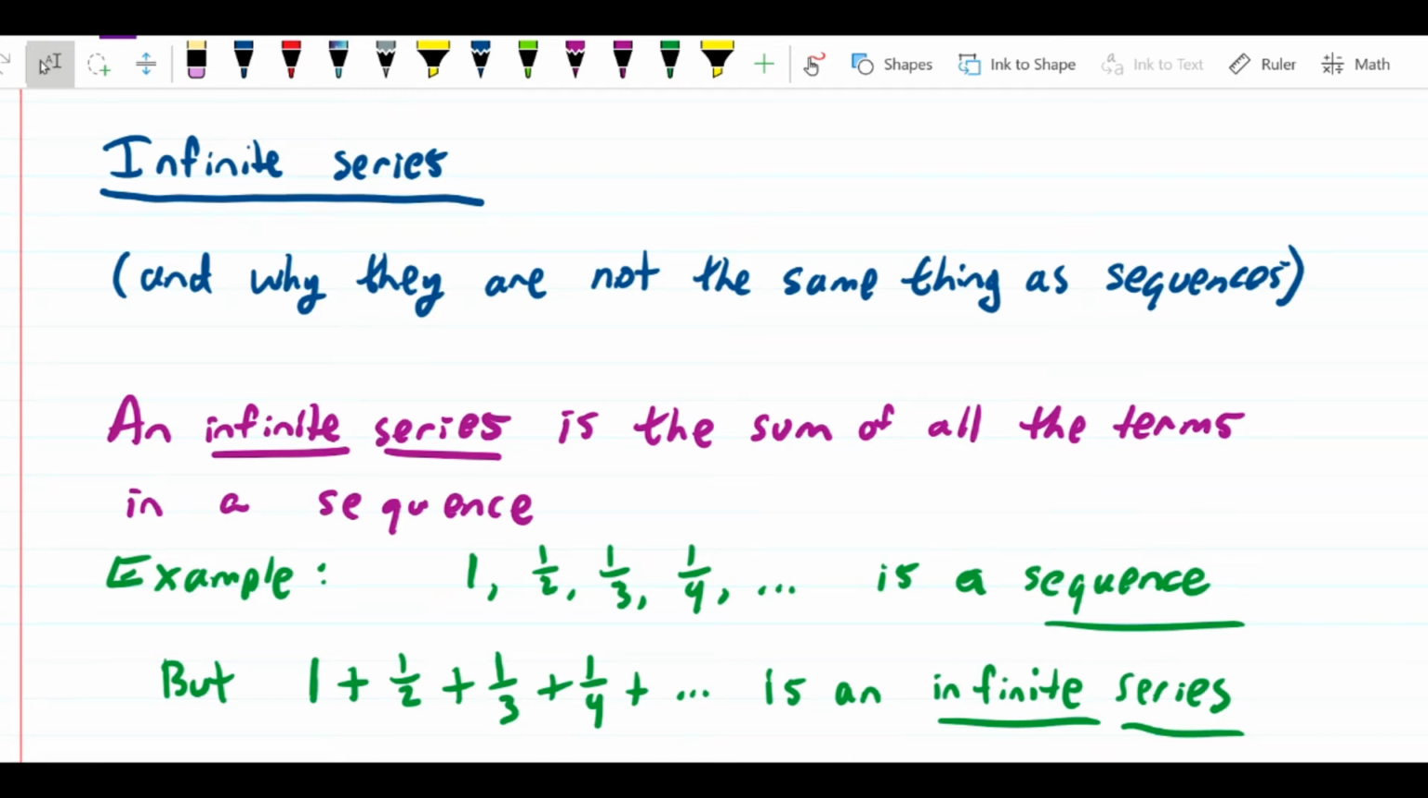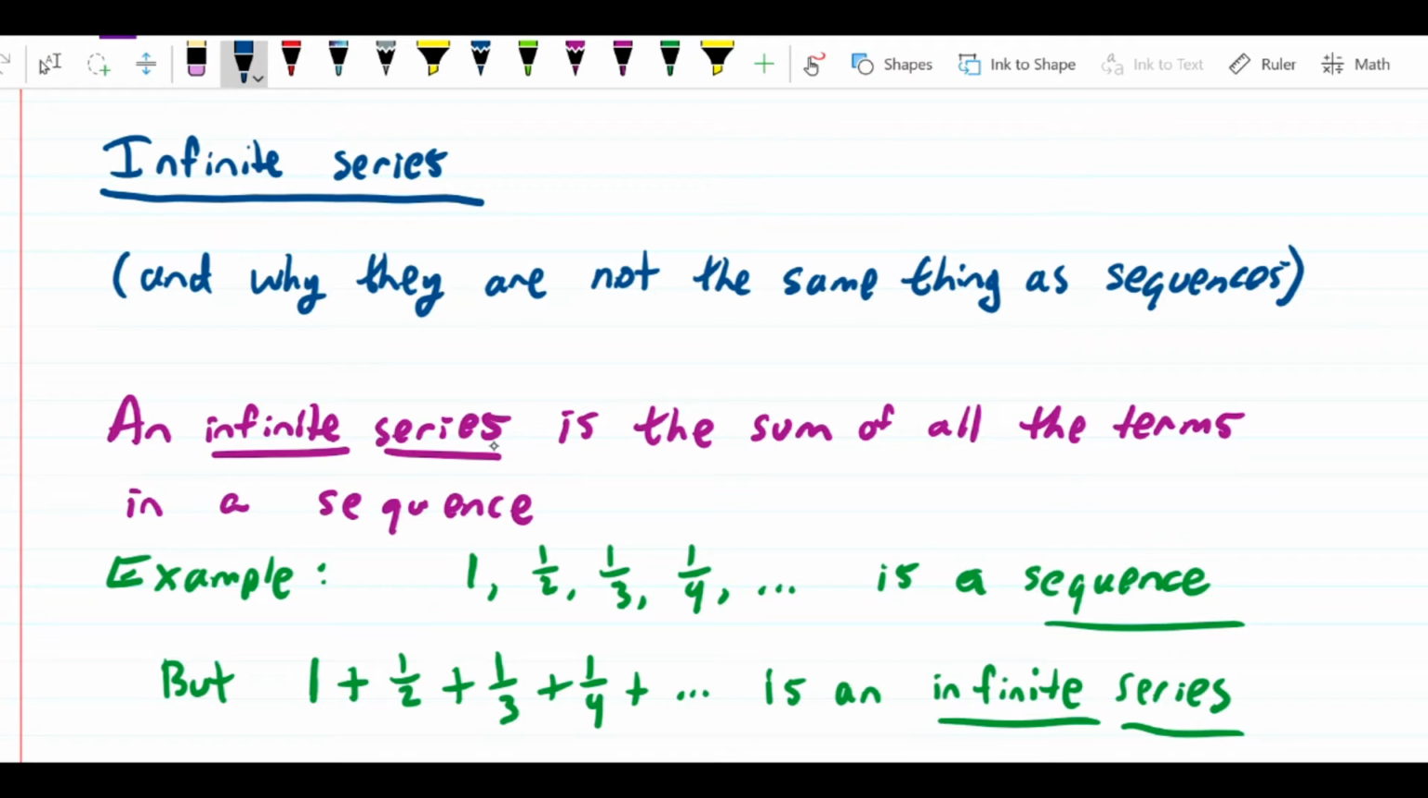We turn now to the topic of infinite series. If you're following along in the Thomas Calculus textbook, this is section 10.2. I want to start off by, first of all, distinguishing them from sequences, which we just learned about. So an infinite series is the sum of all the terms in a sequence. That's the relationship between sequences and series.